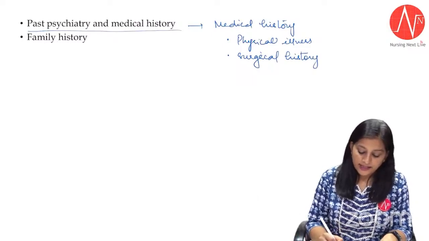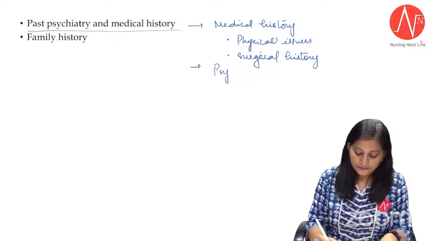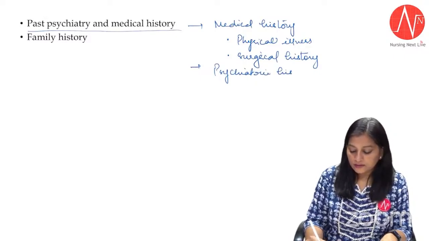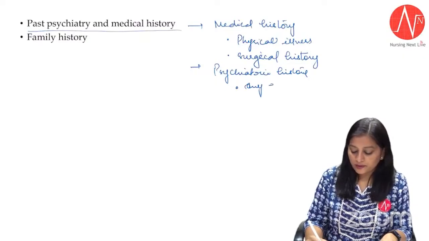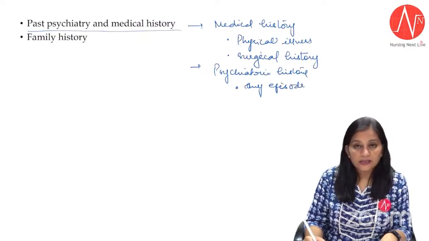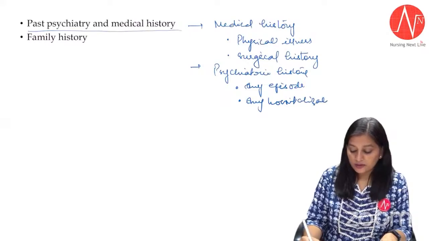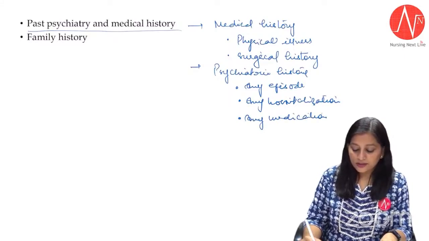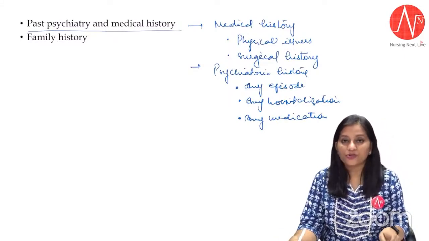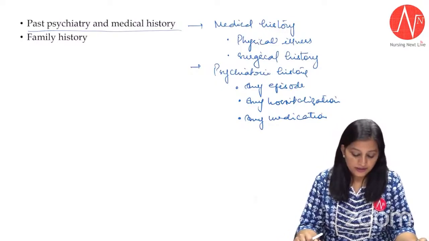Okay, then past psychiatric history: any episode that occurred in the past, whether any hospitalization was needed or not, any medication. So any diagnosed medical condition or any diagnosed psychiatric condition history will come here.